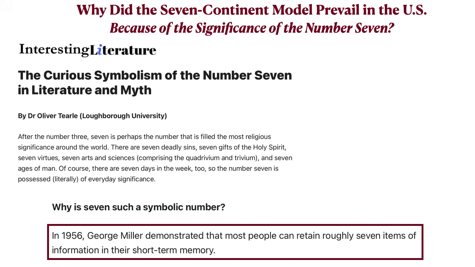But I have here that George Miller demonstrated, I don't know if demonstrated is the right word anyway, hypothesized and gave some evidence for that hypothesis that most people can retain roughly 7 items of information in short-term memory. I'm not sure to the extent of which that is true, but it is a very interesting question of why 7 has come to have such significance in a number of different parts of the world. And I think that's probably something that led to this idea that there are going to be 7 continents.